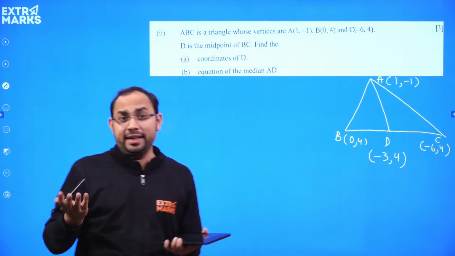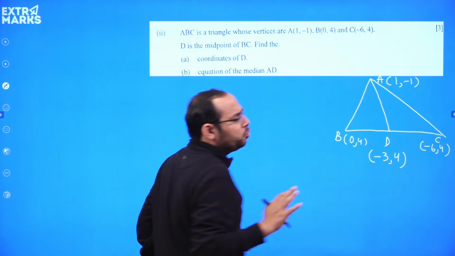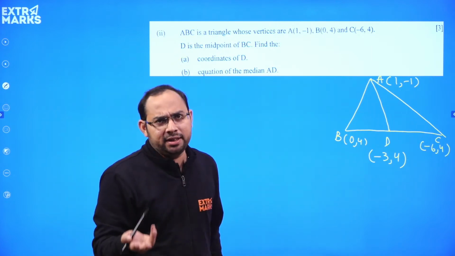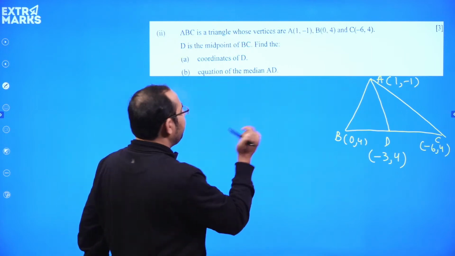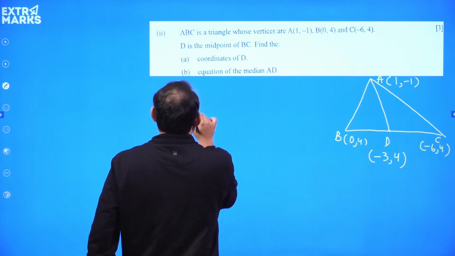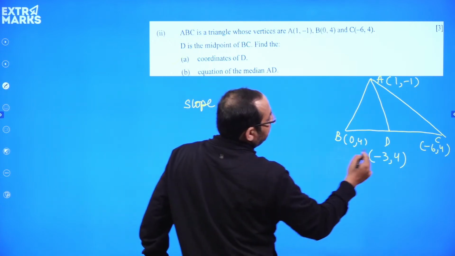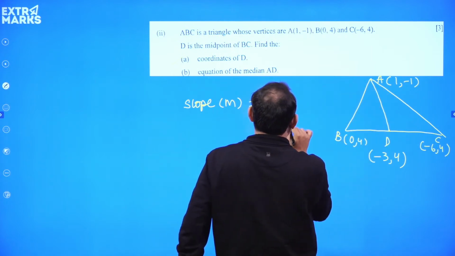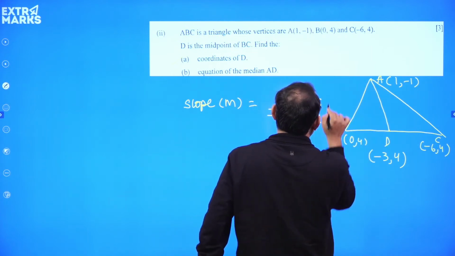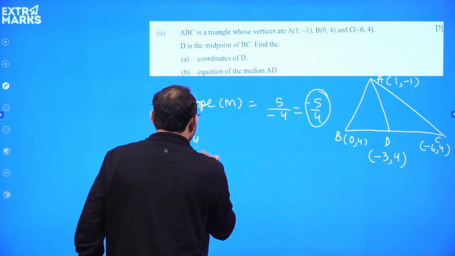Now you're supposed to find the equation of AD. Okay, now equation of AD, you already have 2 points. You can apply 2-point method. You can apply point slope form. Depends what you want to apply. I am finding slope first. So the slope M is equal to 5 by minus 4 or minus 5 by 4. Okay, so now you have the slope. Okay, now what is the equation?